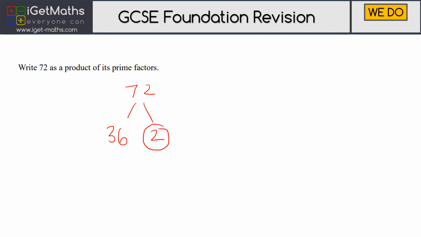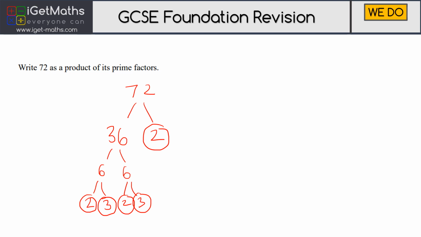And then 36 is not a prime number, so you need another two branches. And then 6 times 6 will make 36. They're not prime numbers either, so then you're going to do another two branches, and then you've got 2 times 3. They are both prime numbers as well, so circle them. And then 6 is not a prime number, so you've got two branches. You've got 2 times 3, circle them.